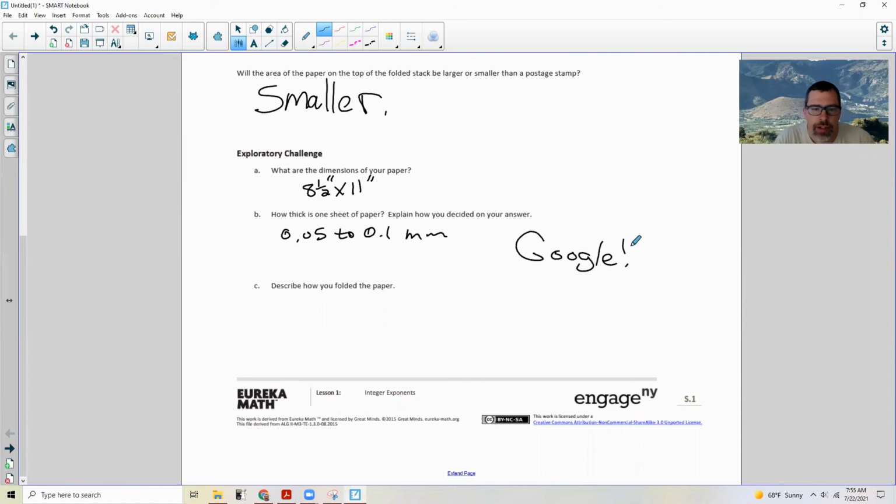Okay, describe how you folded the paper. All right, so there's different ways you can fold the paper. Back in elementary school, I think they called it hamburger and hot dog fold. So that's what they're saying there. I did hamburger, hamburger, hamburger, hamburger fold. And then I just kept folding it different ways. So you just have to explain how you folded your paper. Answers will vary.